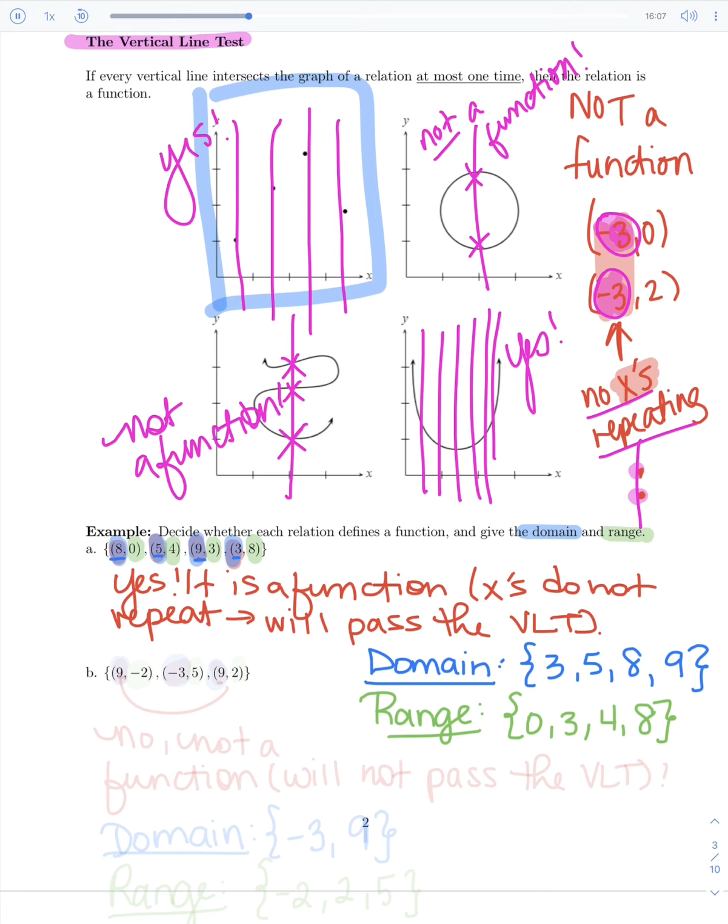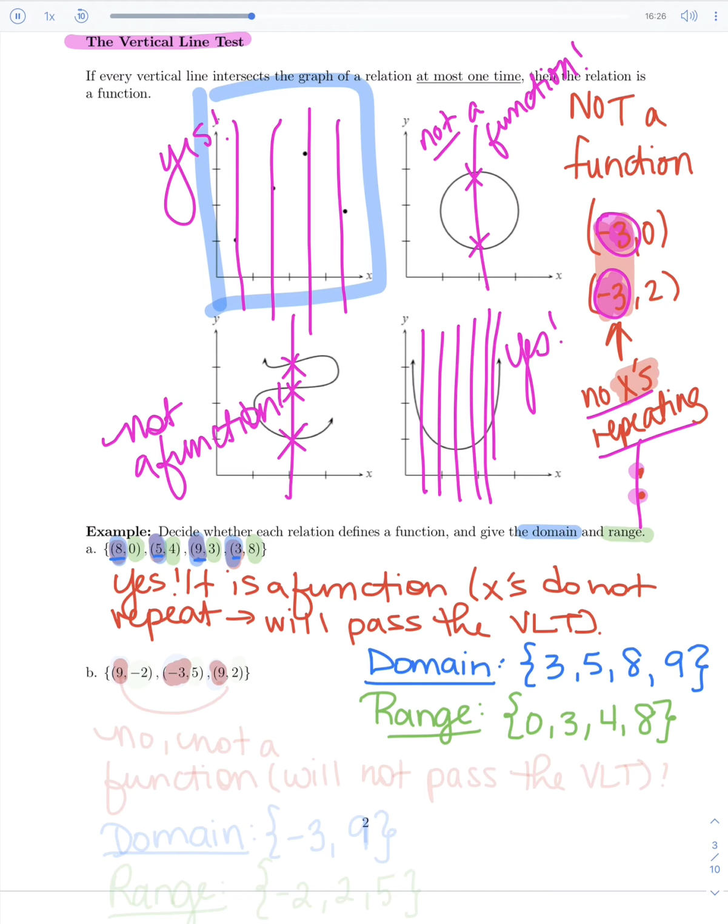Okay, so that's it. It is a function. There's our domain and our range, and we see our set braces. Let's take a look at the last one here, at b. So let's determine whether or not it's a function first by looking at the x values, and what do we notice?